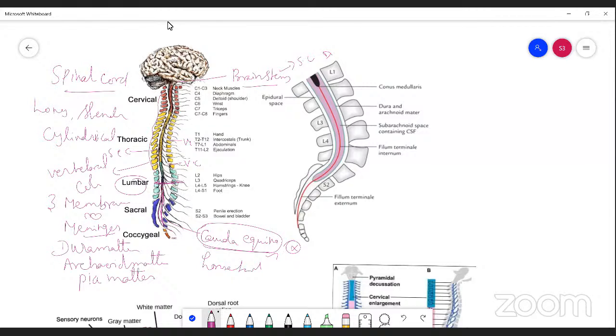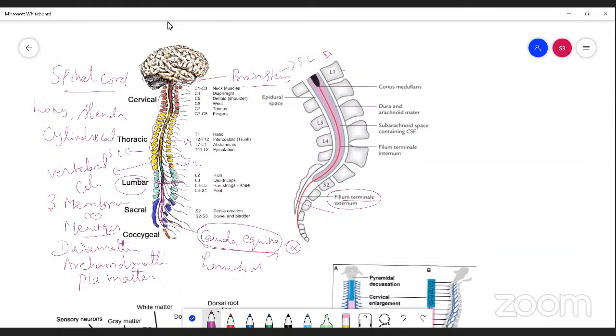Okay, it is a long, slender, cylindrical nervous tissue which is present inside the vertebral column. It is covered by membrane. Like the brain, it is covered by three membranes. Now we are seeing the cauda equina, the horse tail. That is otherwise called the filum terminale. The cauda equina is otherwise called the filum terminale.